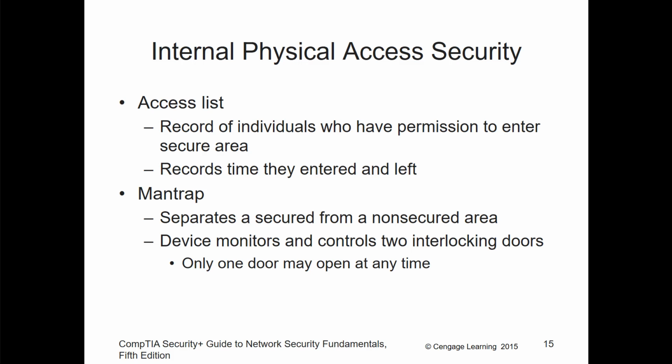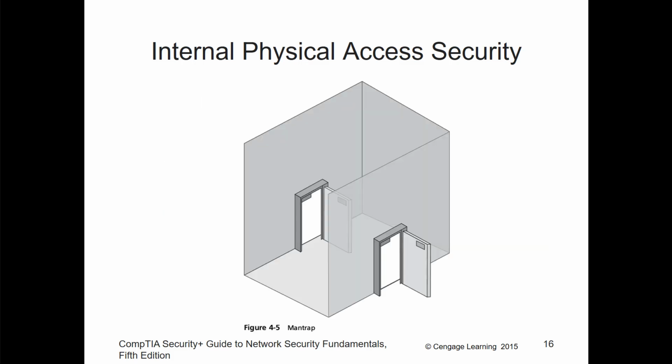Access list, it could be as simple as recording of who has permission and then documenting as people enter or leave secure areas. Record times as they enter and leave. Maybe make this mandatory. Man traps, again, separate secured from non-secured areas. A man trap typically is 2 doors where only one door is allowed to be open at a time. You'll never have both doors open at the same time. That way you enter the man trap, close the door, then that allows the second door to be open.